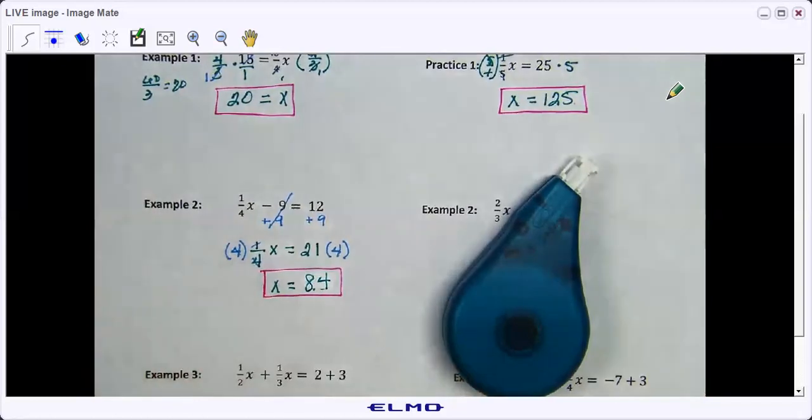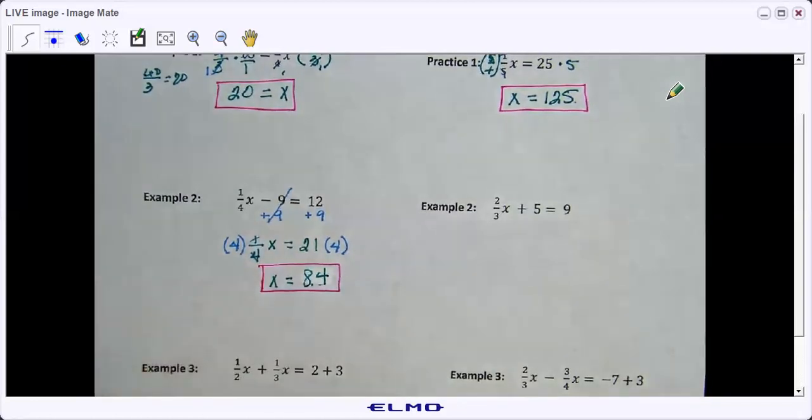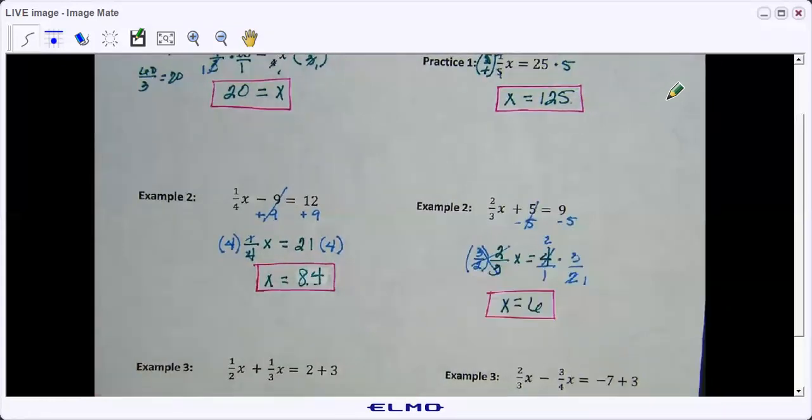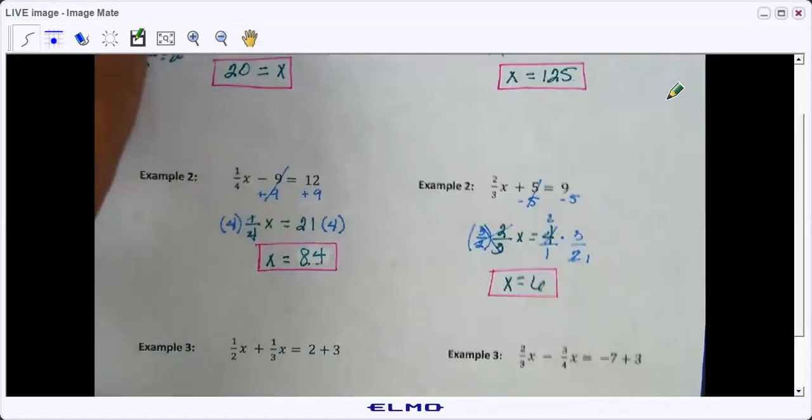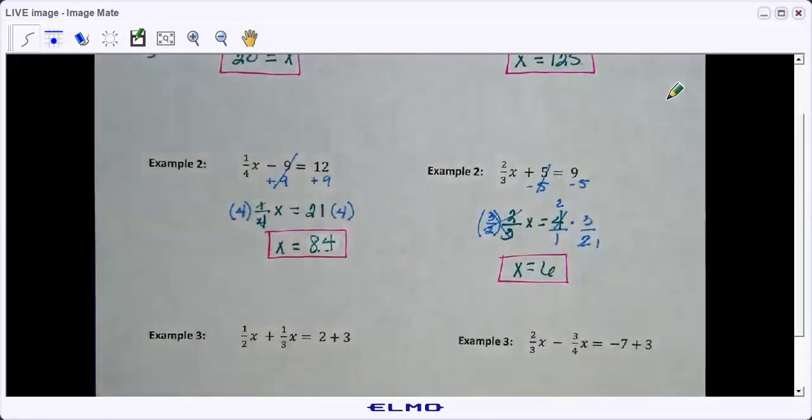Okay. Now I want you to go ahead and solve example 2. I'm going to pause the video and then come back to it after you have a chance to solve. Okay, go ahead and check your answer for example 2. See if that matches mine. If it doesn't, check what I did wrong. Any questions? Okay, let's go down to example 3.